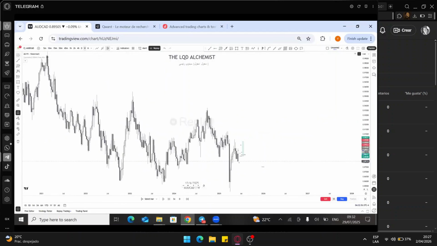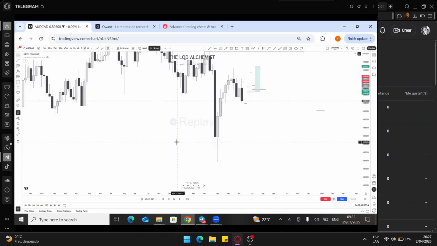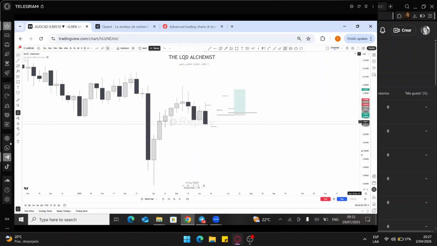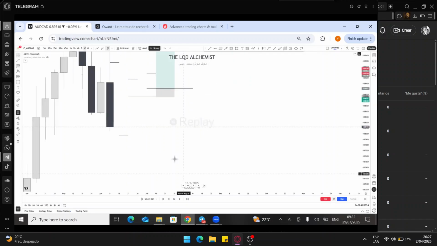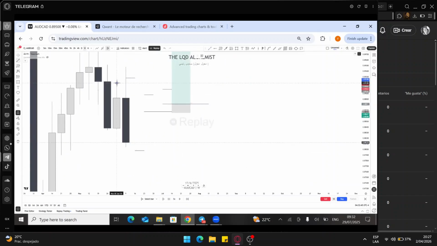Engulfing on weekly time frame. And how do I know this engulfing is valid? I have a sweep. Can you see? This is very, very simple. We have a sweep of this guy. We have the break of structure. We have this break of this engulfing candle. This is a very, very good engulfing, one of the best engulfing I always want to look out for.